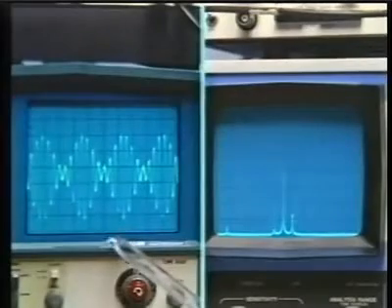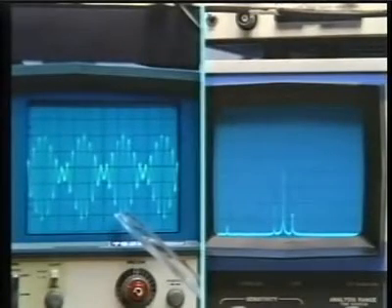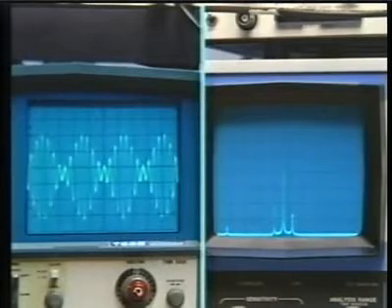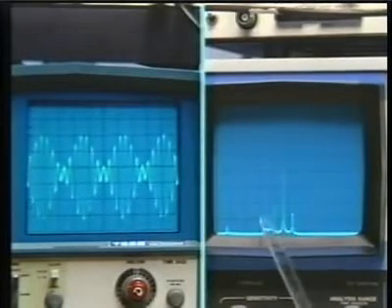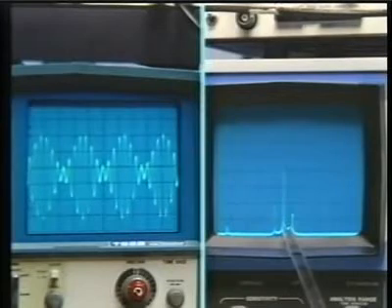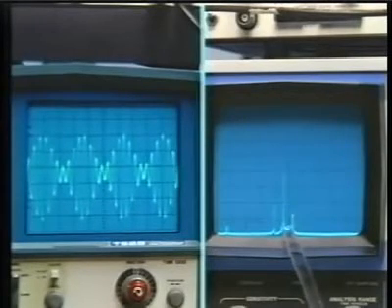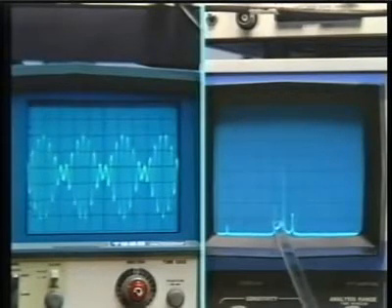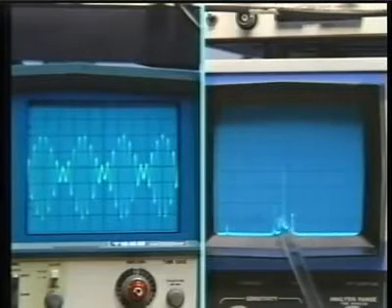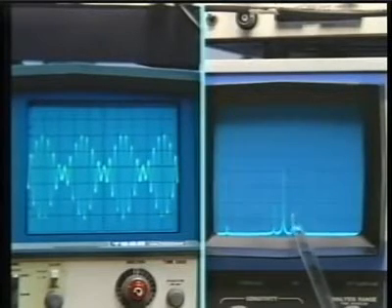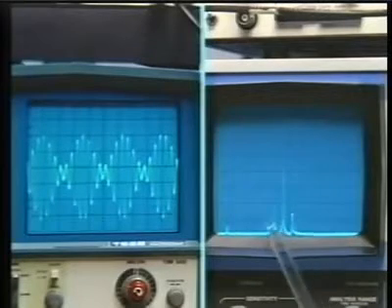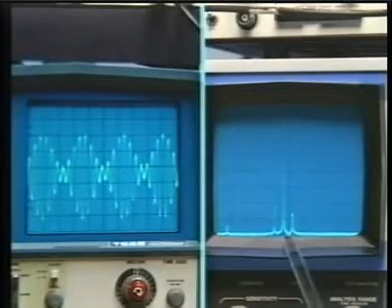Now, what we have set up is a sinusoidal modulating signal and a sinusoidal carrier. And as usual, we have the time waveform displayed here. And so this is the modulated signal. And then on the spectrum analyzer, we have the spectral display. And this is the carrier signal. That's the carrier frequency. And these sidebands then correspond to the sidebands associated with the modulating signal. So this is the spectrum of the total modulated output, right?